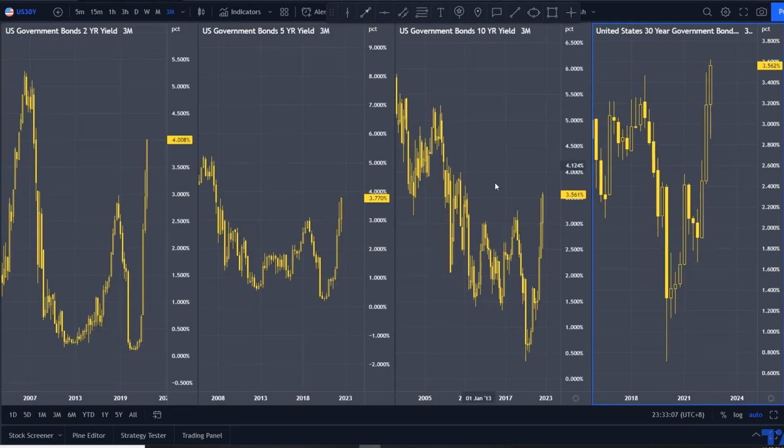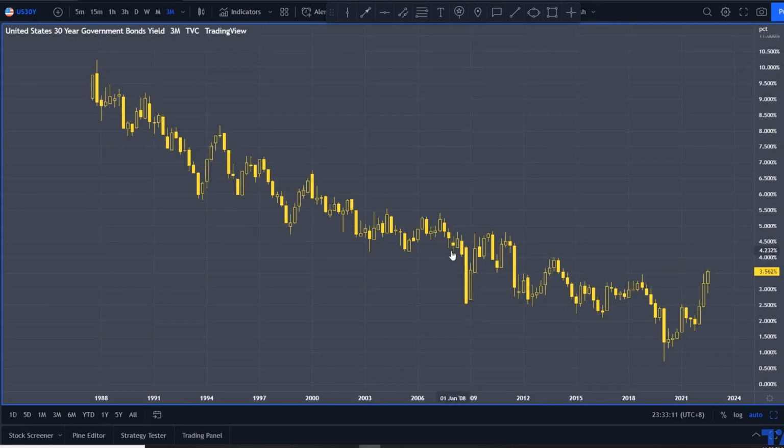Let's look at the 30 years, and technically, how can we tell where the 30 years is heading? There's this 40 years downtrend. Has it broken? Obviously we can see there was a downtrend over the last 40 years on the 30 years government bond yield. Remember that the yield and interest rate move in tandem together.